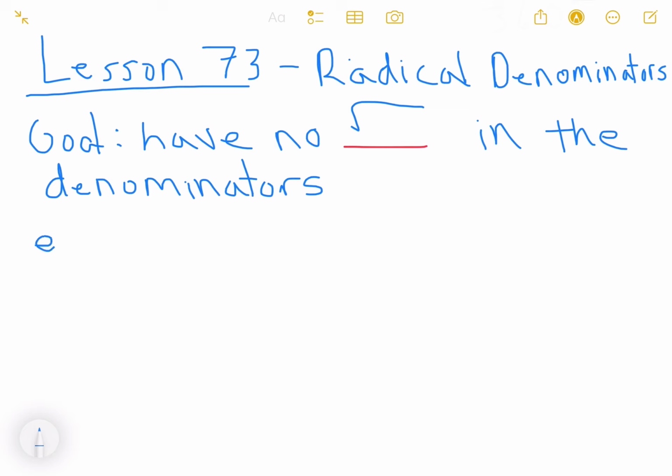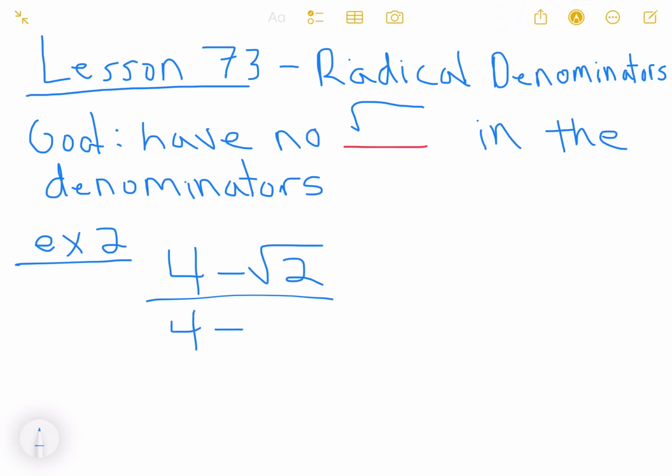So if I have example 2 in the book here, I have 4 minus root 2 on the top, and on the bottom, I have 4 plus 3 root 2. So to figure out exactly what this value is, it's a little bit hard. I could type this into my calculator, of course, but what I want to do is make it a little more simplified.